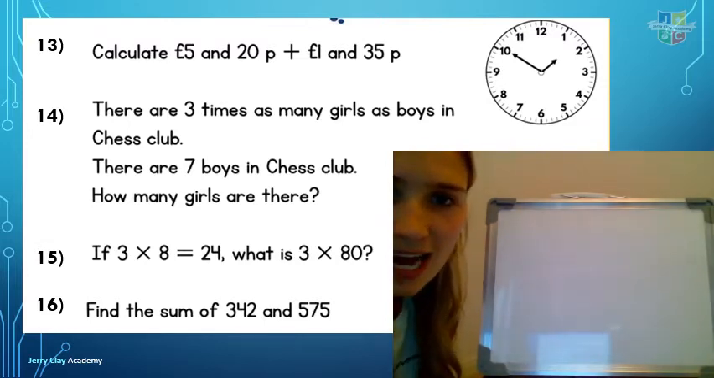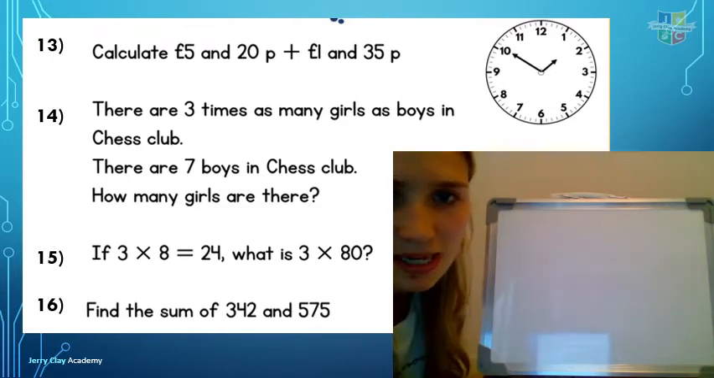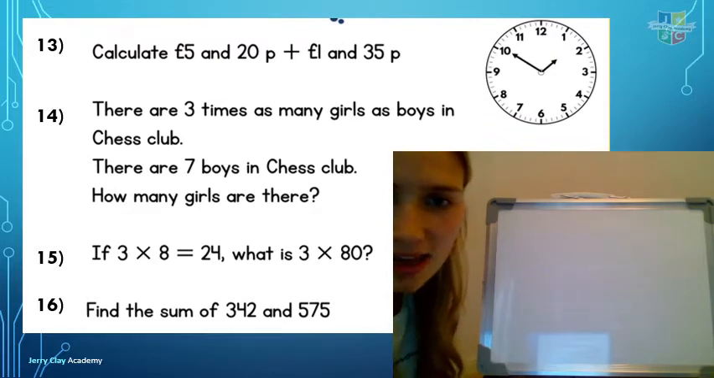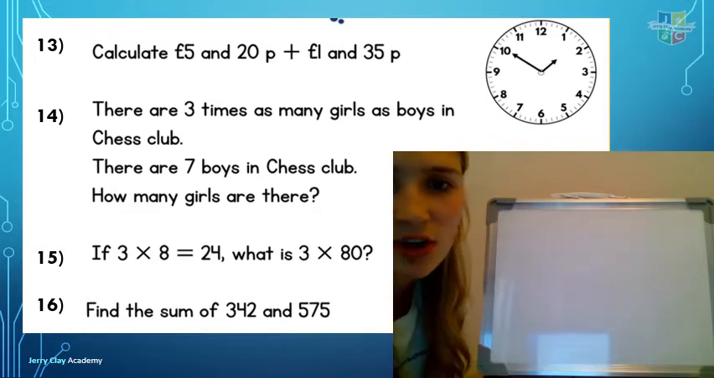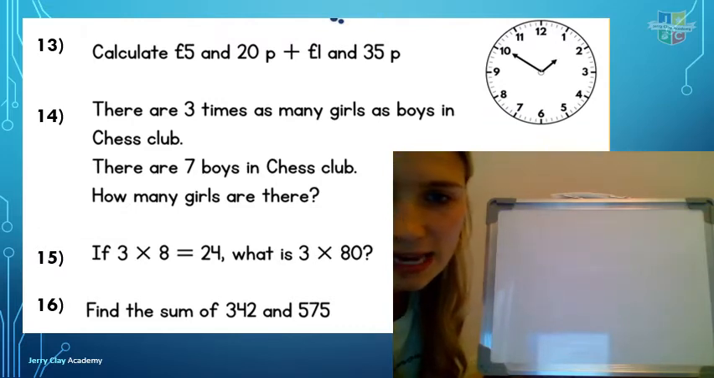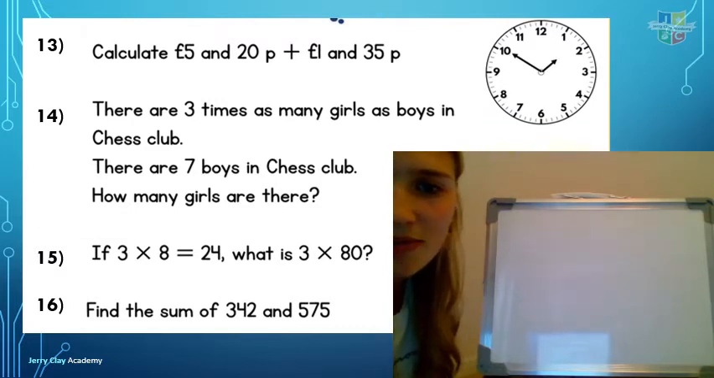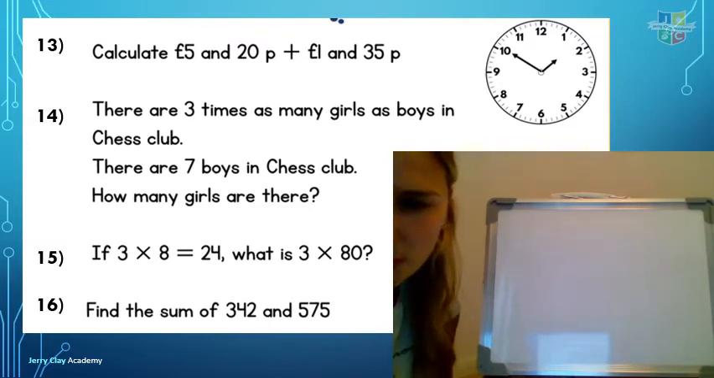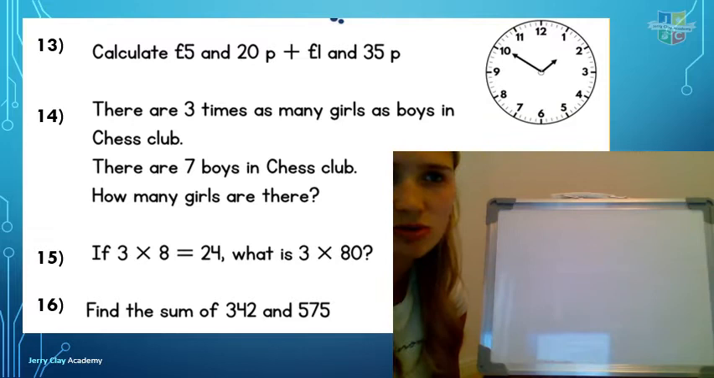14, there are 3 times as many girls as boys in a chess club. There are 7 boys in a chess club. How many girls are there? So think about what you're going to do for that one. And if 3 times 8 is 24, what is 3 times 80 going to be? And then finally, find the sum of 342 and 575. Now think about what the word sum means. Think about what sign you are going to use.